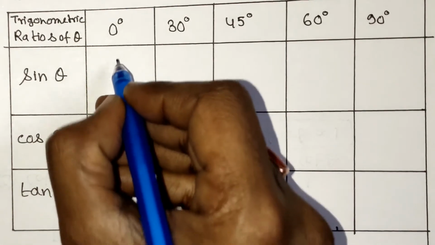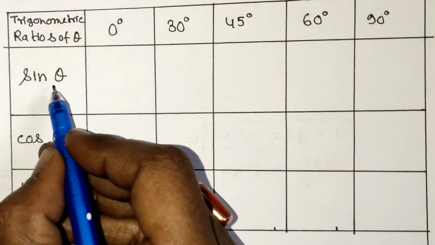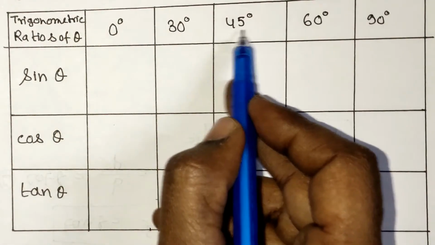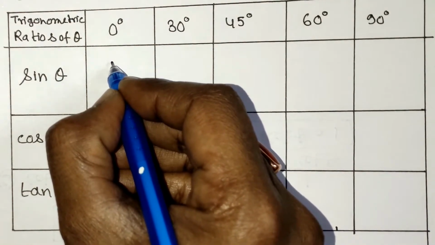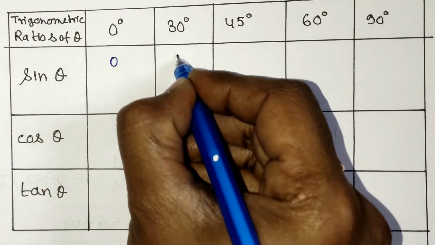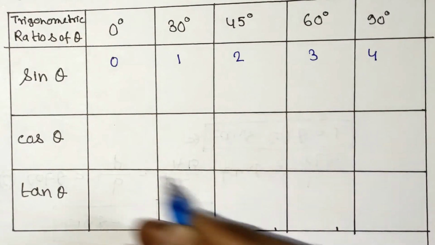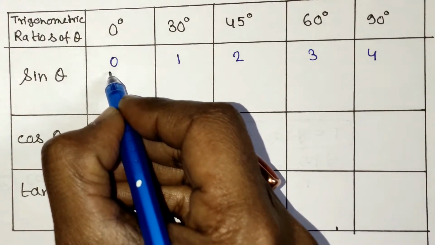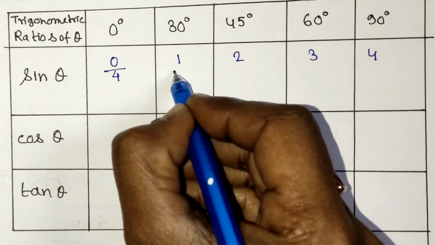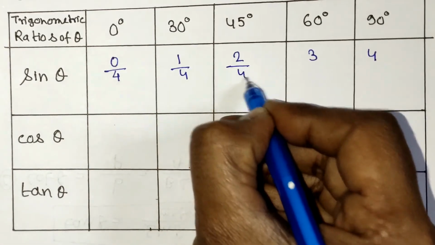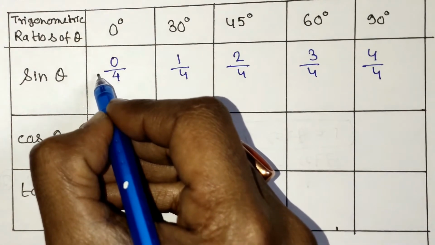Okay. So at first, we are now finding the values of sin theta at 0 degree, 30 degree, 45 degree, 60 degree and 90 degree. At first, write 0, 1, 2, 3, 4. Now divide each of the numbers by 4. Next, take the square root.